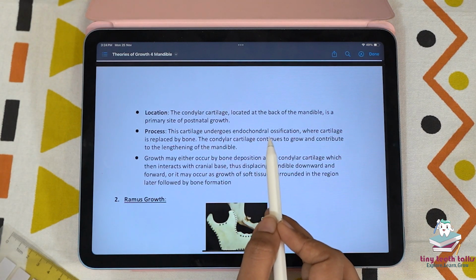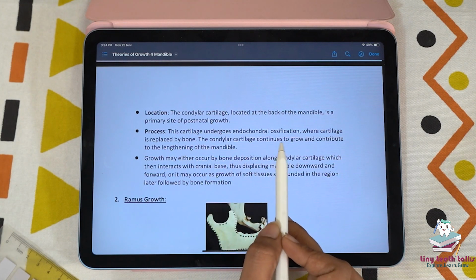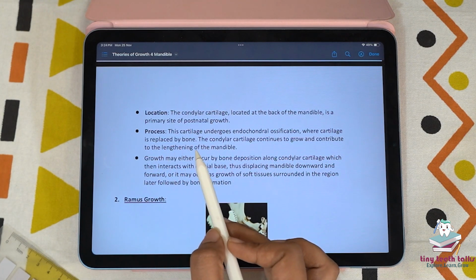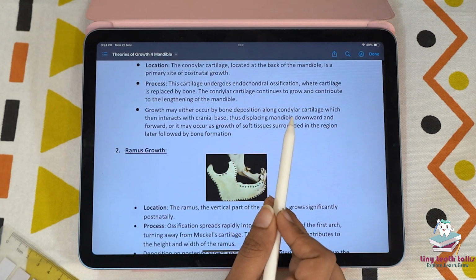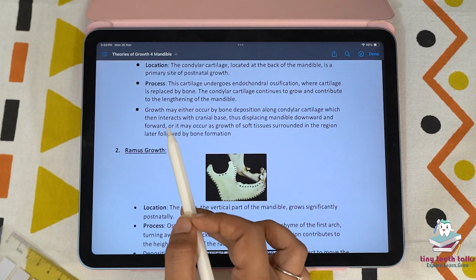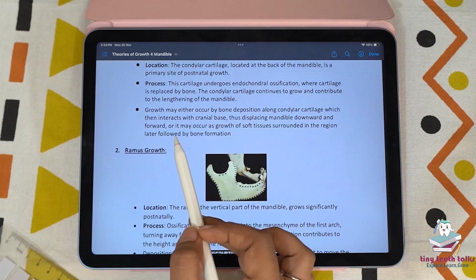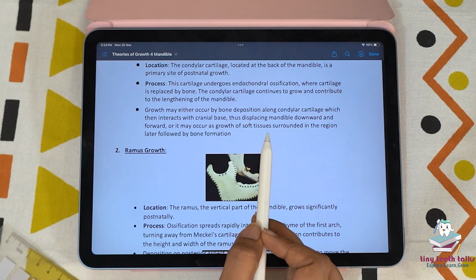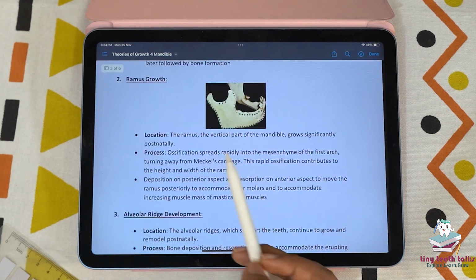This cartilage undergoes endochondral ossification where cartilage is replaced by bone, and the condylar cartilage continues to grow and contribute to the lengthening of the mandible. Growth may either occur by bone deposition along the condylar cartilage which then interacts with the cranial base, thus displacing the mandible downward and forward, or it may occur as a growth of soft tissue surrounded in the region, later followed by the bone formation.